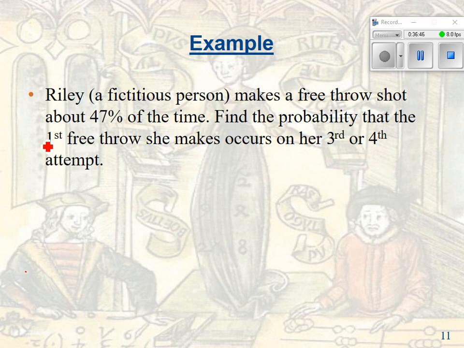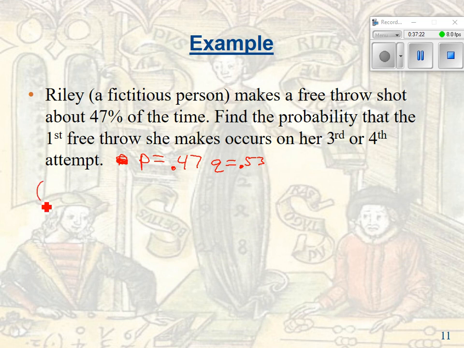This one says, Riley makes a free throw shot about 47% of the time. Find the probability that the first free throw she makes occurs on her third or fourth attempt. Fictitious person. So what's our probability this time? 0.47. What's our Q then? 0.53. And our X's are 3 and 4.